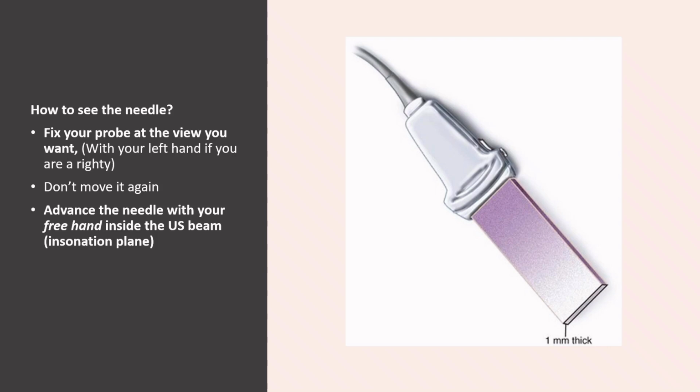So how to see the needle? First, you should fix the probe. If we're talking about the freehand technique, you should fix the probe at the view you want, usually with your left hand if you are a righty, and don't move it again. You should fix your left hand, and then you should advance the needle with your free hand under the ultrasound isolation beam or plane, like in this case. This is the ultrasound probe, and this is the isolation plane, and we should insert the needle in the same plane of the ultrasound probe.